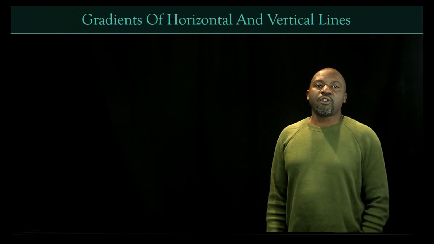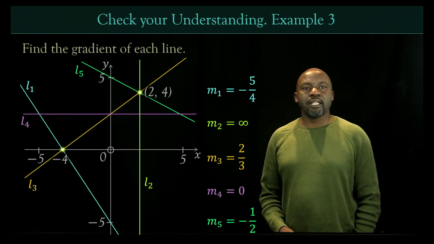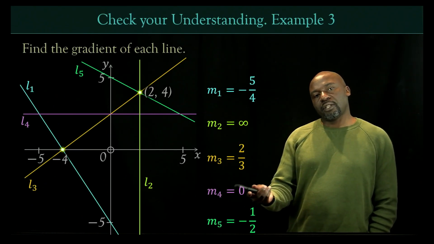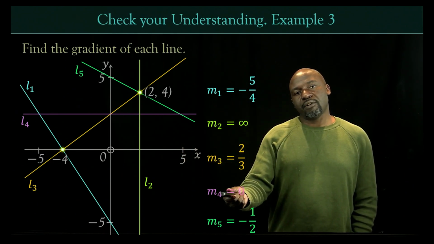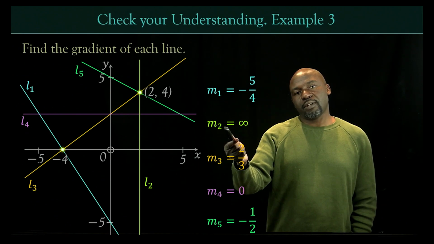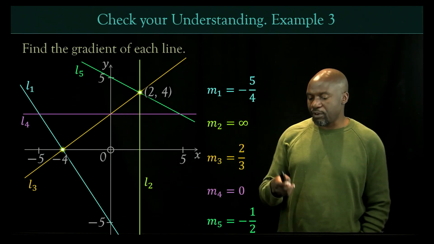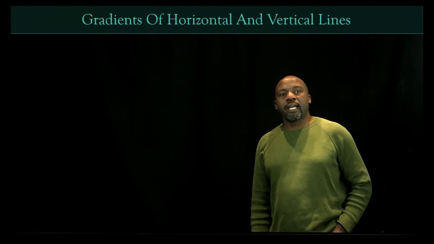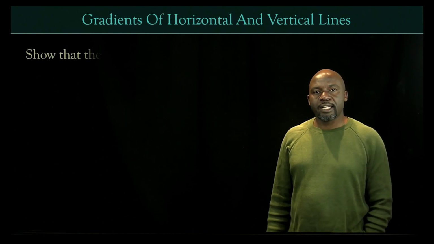Okay, what do we know about gradients of horizontal and vertical lines? If you did this question correctly, you can see that for the horizontal line, we found a gradient of 0, and the gradient of the vertical line is turning out to be infinite. And we saw that with the previous question as well. So what do we know about the gradient of horizontal and vertical lines?